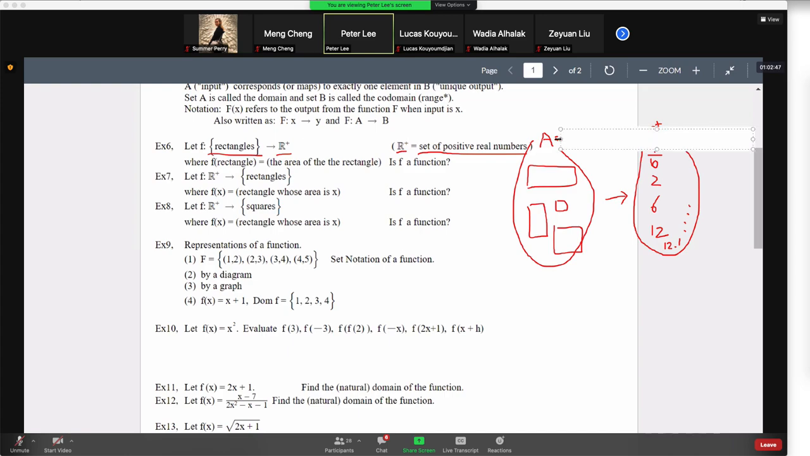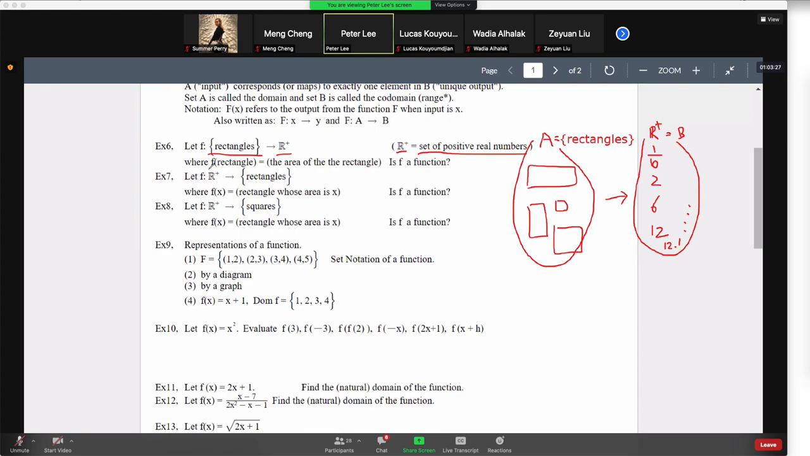Let me write that down. Set of rectangles. So the first set, or the domain, is a set of rectangles, and B is the range, a set of positive numbers. Now we want to make a correspondence. You want to create a function. When you create a function, we have to create a rule. A function is basically a rule. So what is the rule here?